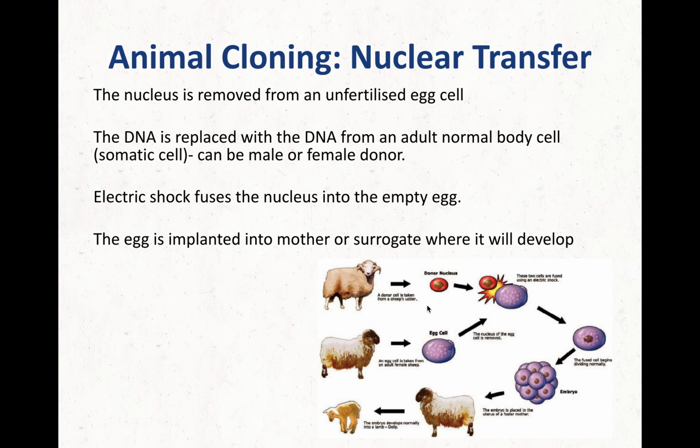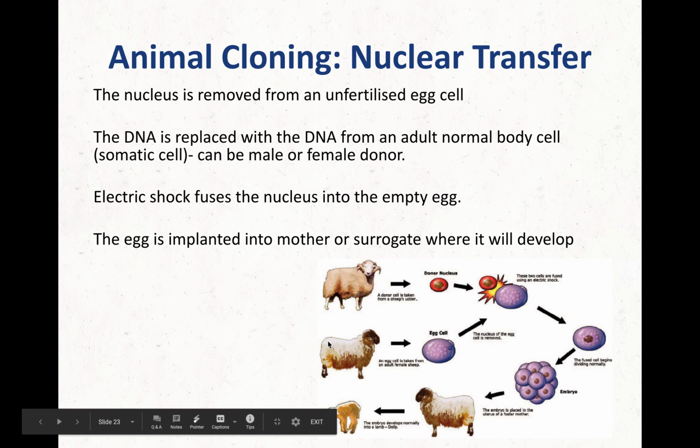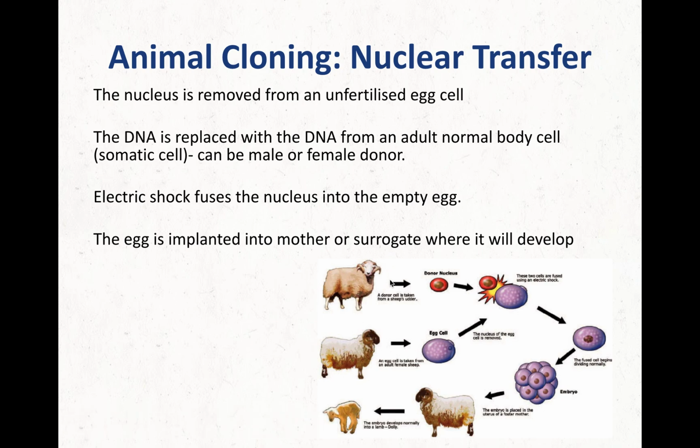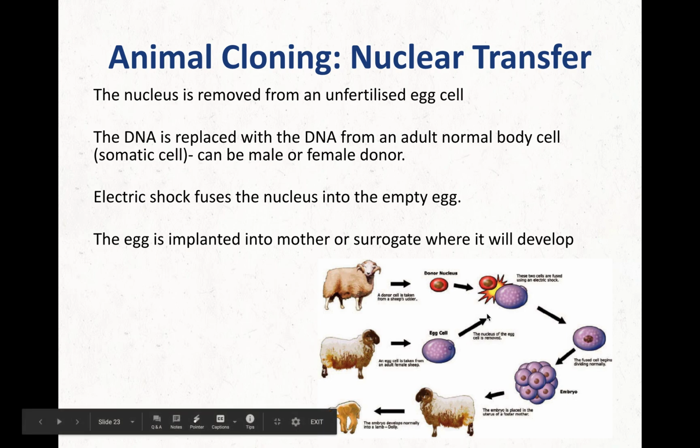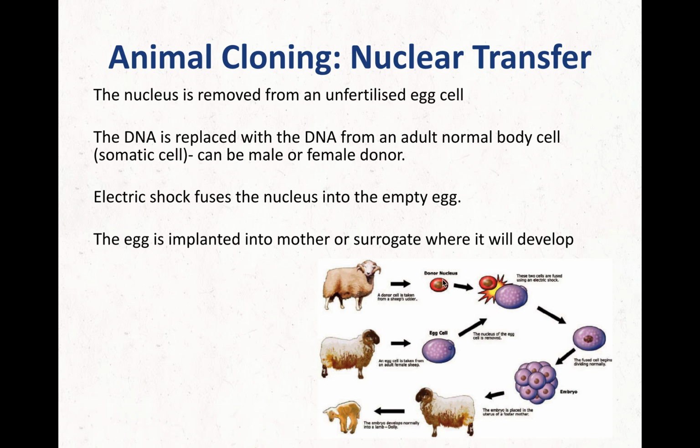So here we've got the donor cell is taken from this sheep's udder. So here's the donor nucleus. That donor nucleus is then put into an empty egg. So we have to suck the nucleus out of this egg. So here's the egg that came from this sheep. So we want the DNA from this sheep. We can take it from anywhere. We take an egg from this sheep, take the nucleus out of it, and then we put the nucleus from this sheep into that egg.